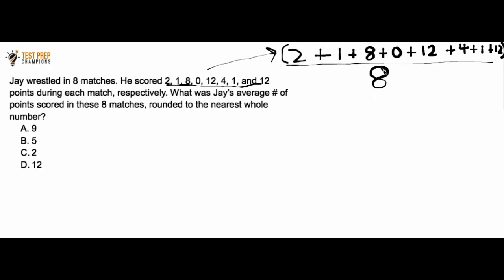And so we know that he wrestled in 8 matches. And we have 8 numbers here, right? 1, 2, 3, 4, 5, 6, 7, 8. So all you do is you add these all up in your calculator. You can divide by 8. And the answer you should get is 5. So hopefully that makes sense.